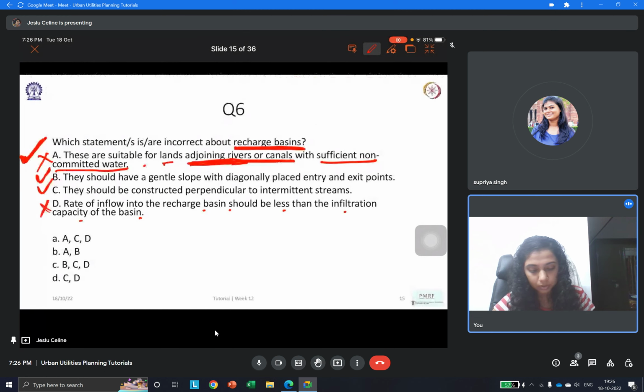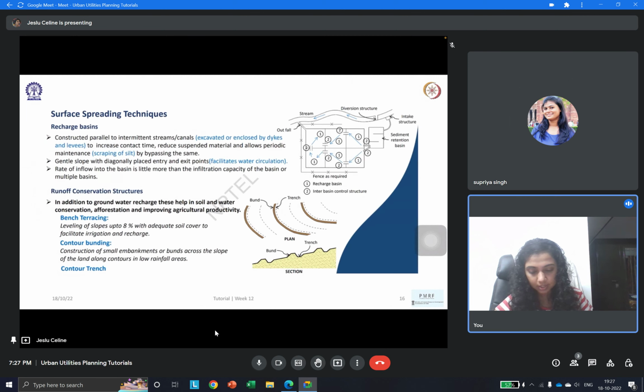Here they've asked to find the incorrect options. So A is correct. C is wrong, they should be constructed parallel. C and D are incorrect. Let's see what we learned in the last lecture also.